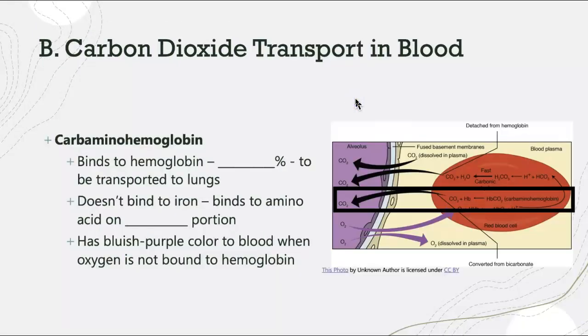Now, when we have carbon dioxide bind to our hemoglobin, it is called carbaminohemoglobin. And this is going to be about 20% of our carbon dioxide that we transport within our lungs. And you can see its combination over here. Now, it's not going to bind to that same iron molecule that oxygen binds to, but instead it binds to an amino acid on the globin portion.